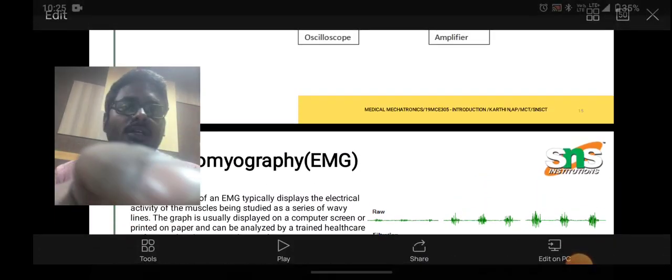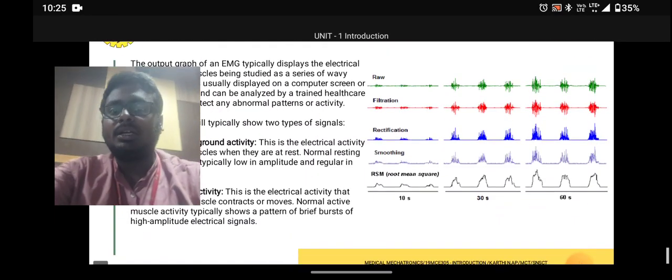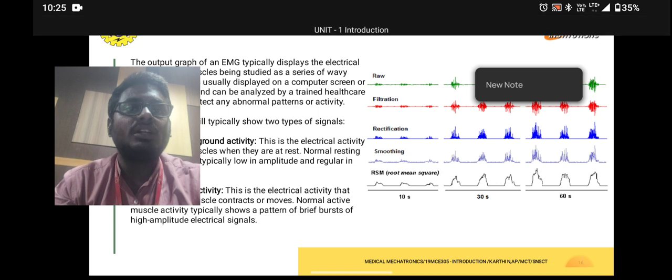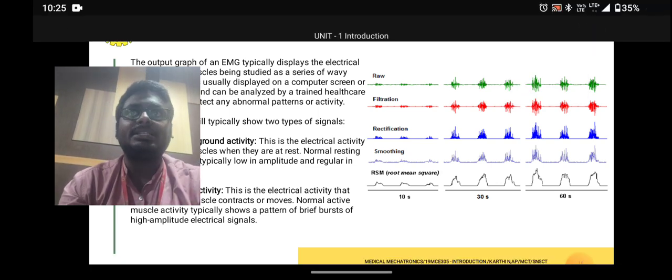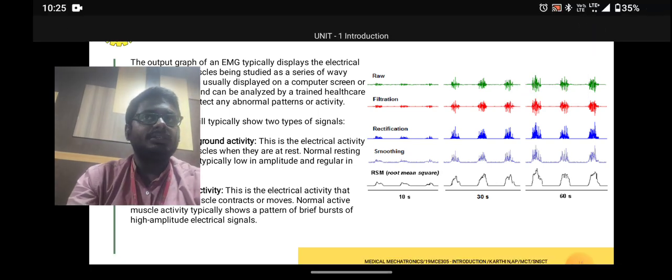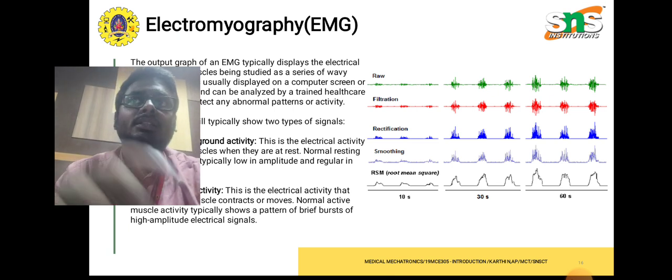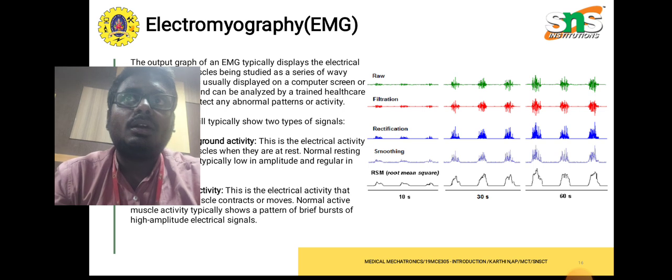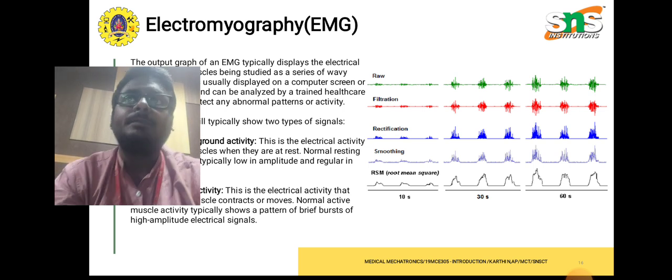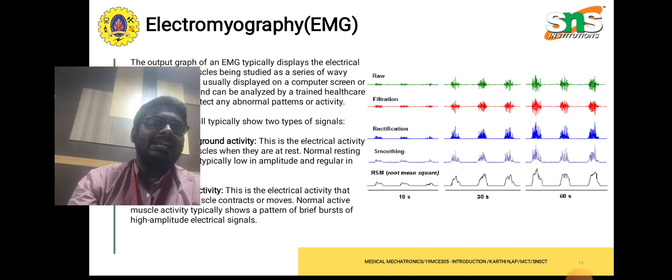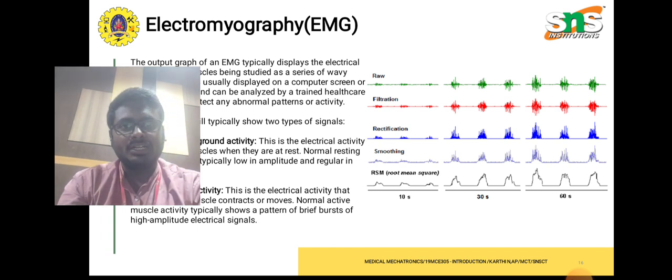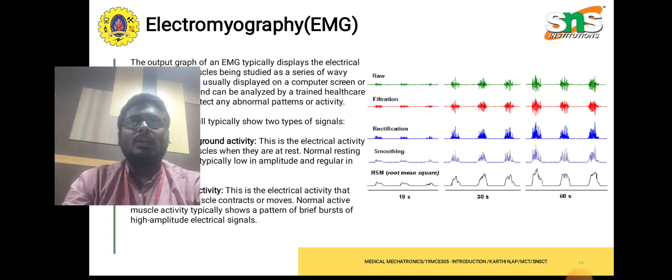In this slide, we can see the output graph of the EMG, which typically displays the electrical activity of the muscle being studied as a series of wavy lines. The graph is usually displayed on a computer screen or printed on paper and can be analyzed by a trained healthcare professional to detect any abnormal patterns or activity.